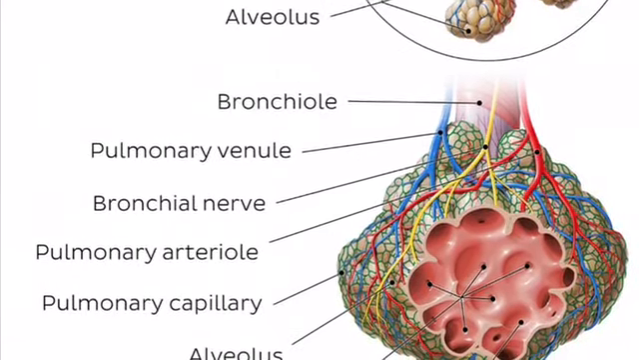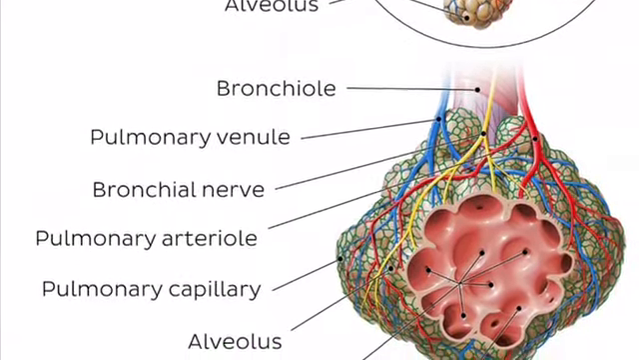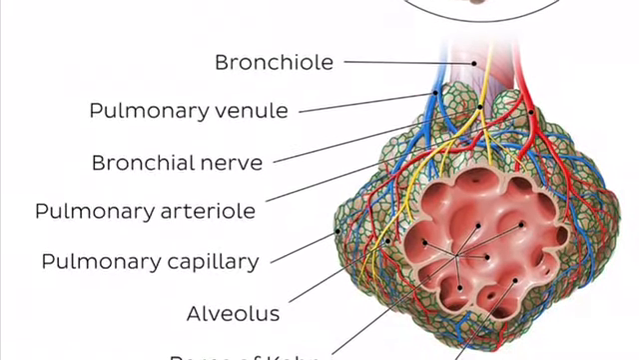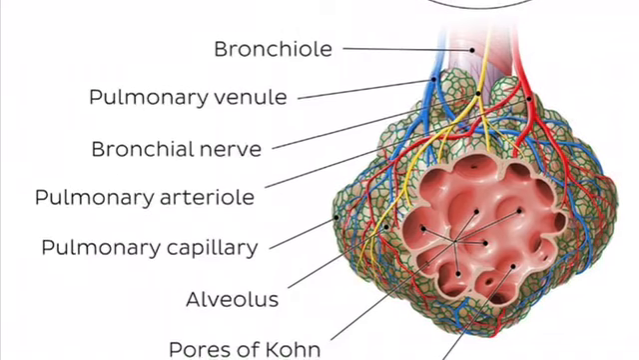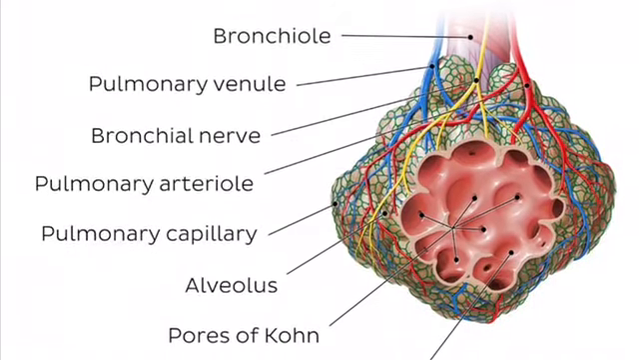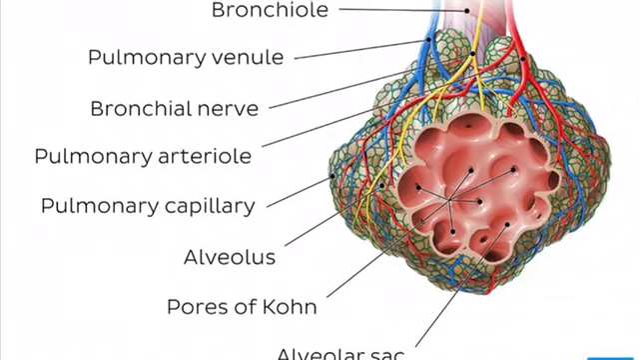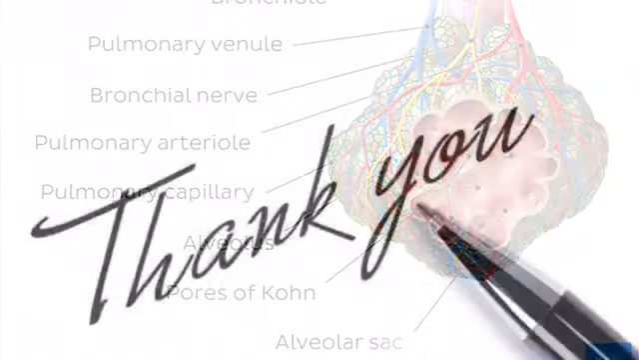The alveolus is called the structural and functional unit of the respiratory system because the true purpose of respiration, that is gaseous exchange, happens only in the alveoli. Hence it is called so.